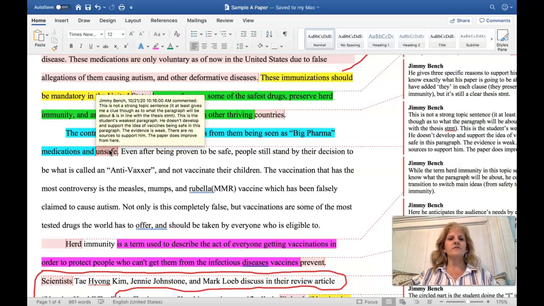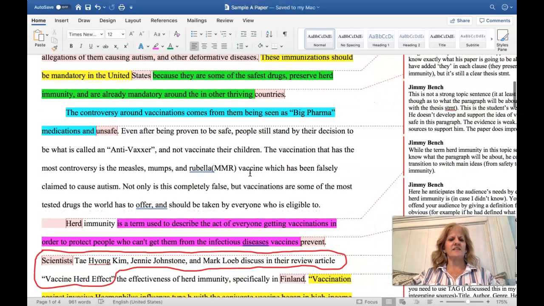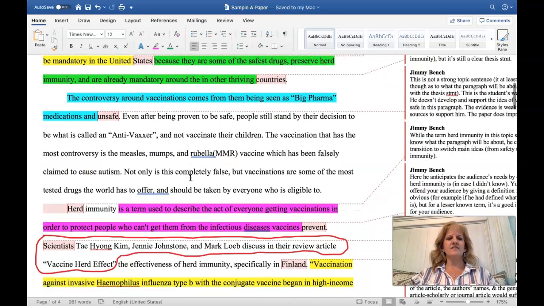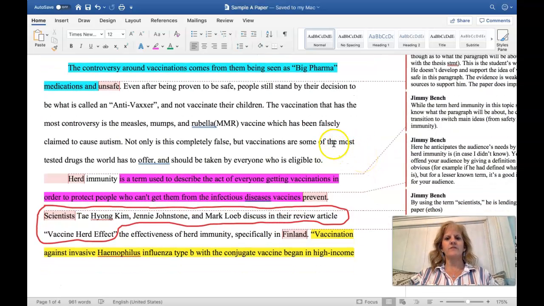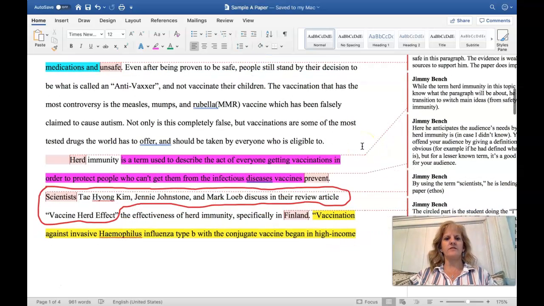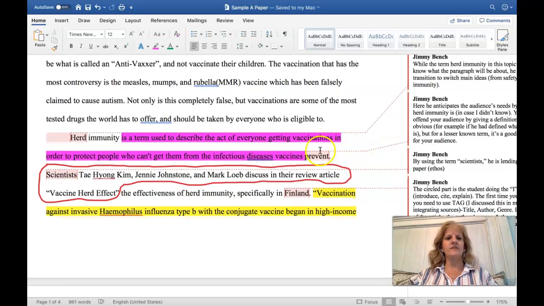And yeah, this is definitely the student's weakest paragraph. So he doesn't develop and support the idea of vaccines being safe at all. He really gives no evidence. In fact, there's a little bit more talking about autism. It's almost like a counter-argument paragraph, but yeah, so this paragraph definitely should be improved upon. I think I told him that in his rough draft, and he didn't do a great job with the final draft either. But the paper does get better, so just hang on.